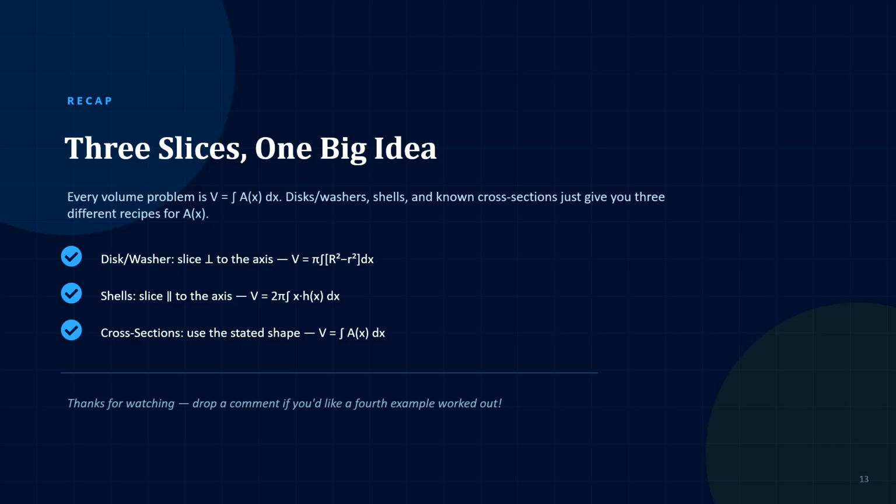So basically, in conclusion, every one of these problems is really just V equals the integral of A(x) dx, and we're just tweaking the formula a bit to find different volumes depending on the axis of revolution.